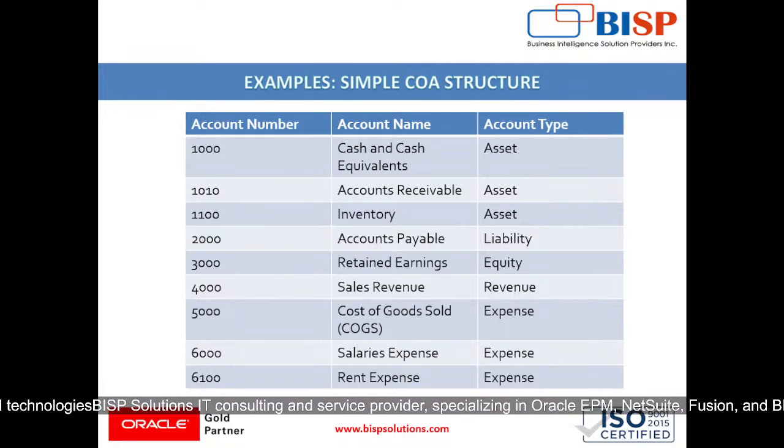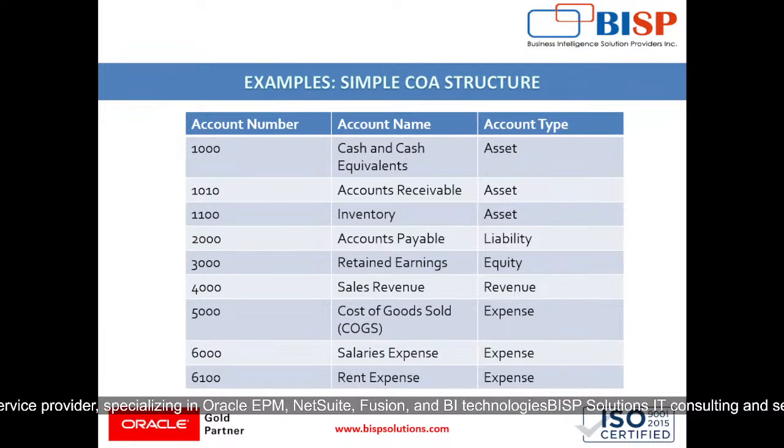Let's suppose, for example, I have provided a simple COA structure here. Account number 1000, account name is cash and cash equivalents, and account type is asset. And 1010 is for accounts receivable, which is also an asset account type. Then we have provided 1100 for inventory, also an asset. Then 2000, which I already mentioned earlier, is liability, and the account name we are providing here is accounts payable.